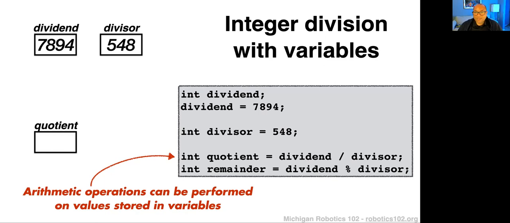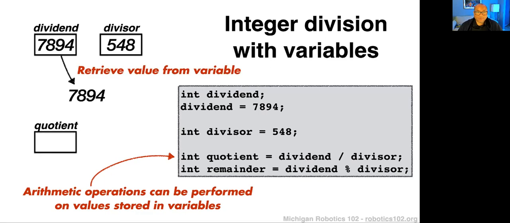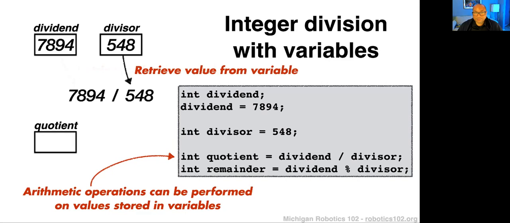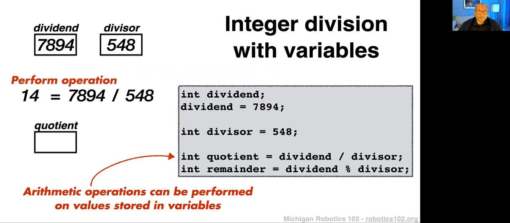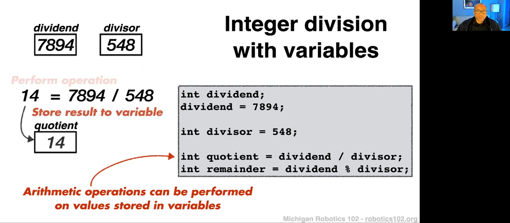If we break down what's happening in this statement, we'll retrieve the value from the variable dividend, then we'll also retrieve the value from the variable divisor, and we'll perform this division. Once we perform that division, we get a result from that operation, which is going to be 14. And then we store that result to our variable quotient. So this is what the statement performs, so that we now have an integer that represents the quotient of our operation.